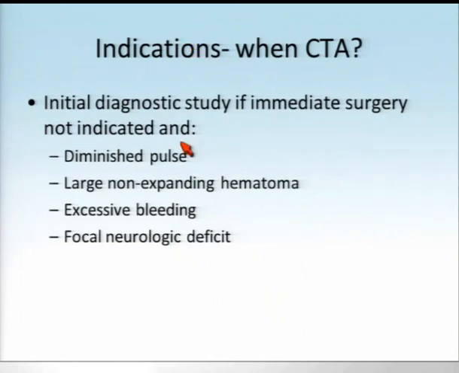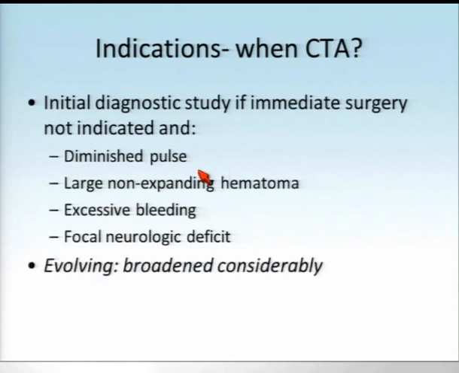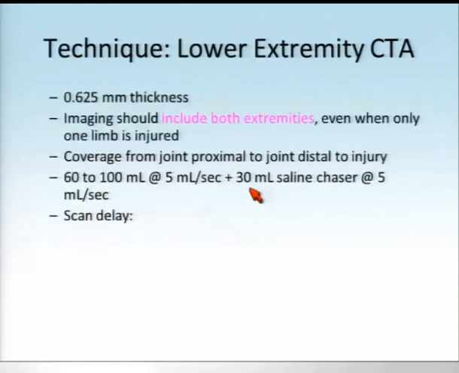We consider this the initial diagnostic study if immediate surgery is not indicated and the patient has a diminished pulse, a large non-expanding hematoma, excessive bleeding, focal neurologic deficits. But I'll say that these indications have really evolved broadly at our institution, and we're applying extremity CTA really liberally. There's not much of a downside to doing this in the extremities.